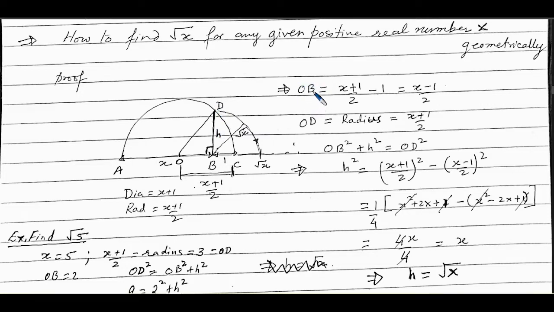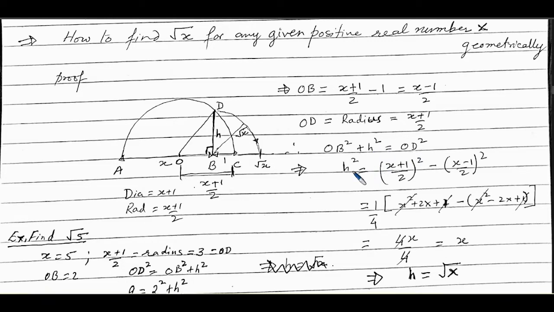So here we write OB is equal to (x plus 1)/2, which is the radius, minus 1, that is OB. So this is nothing but (x minus 1)/2, and OD is the radius, (x plus 1)/2. So here I know that OB square plus h square, using the Pythagoras theorem, is OD square.